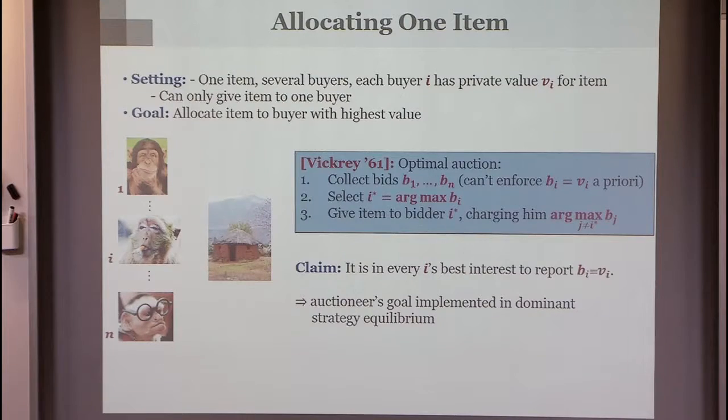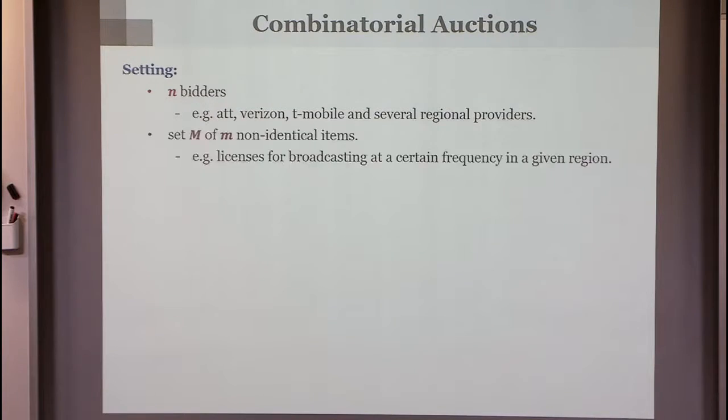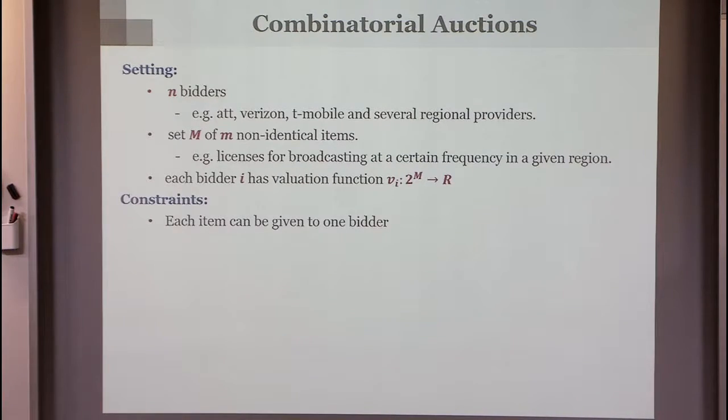All right, so I'm sure everybody's familiar with the auction. And the cool thing is it generalizes, okay? And the running example in this talk is going to be the combinatorial auction setting, where I'm going to have n bidders. Think telecom companies. I'm going to have a set of m non-identical items. Think licenses for broadcasting. And each bidder has a potentially complex valuation function mapping bundles you can give them to reals. The constraints are, again, that each item can only be given to 1 bidder.